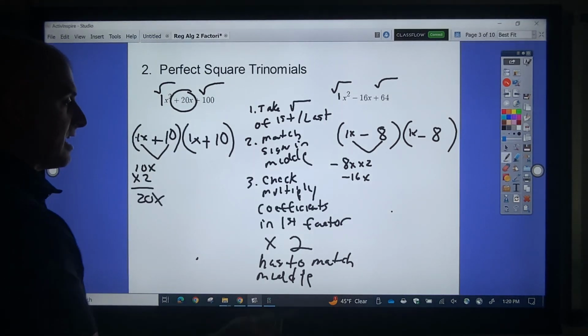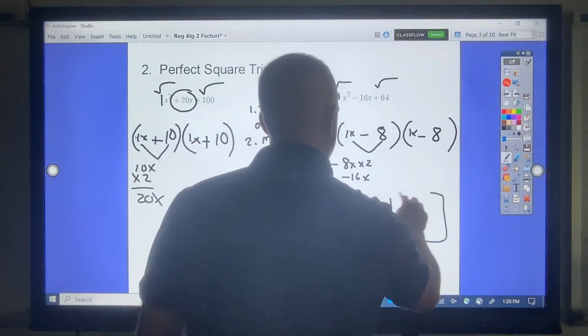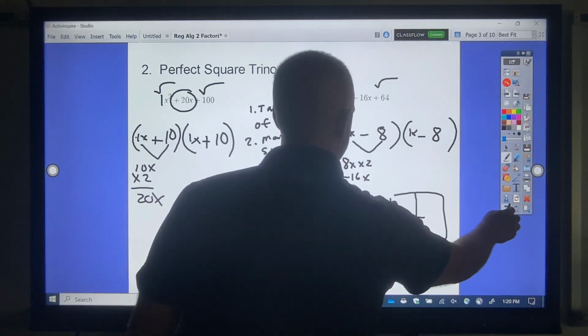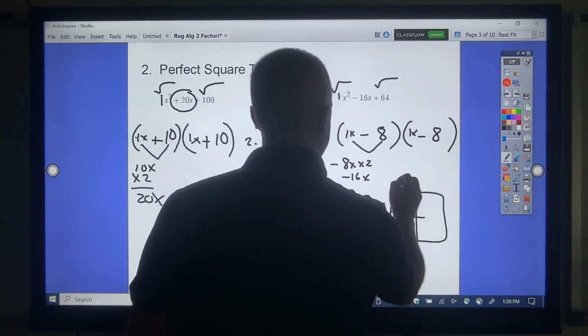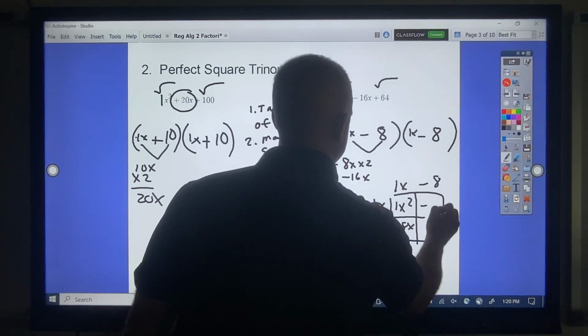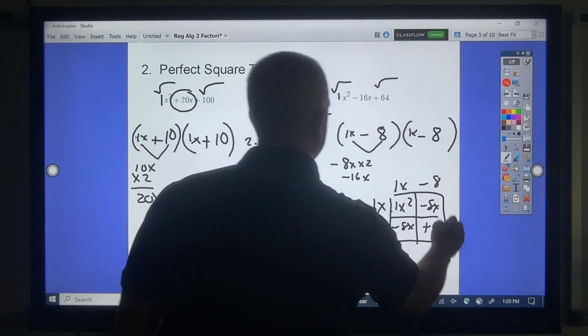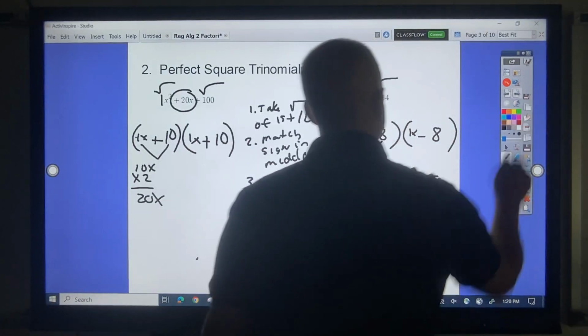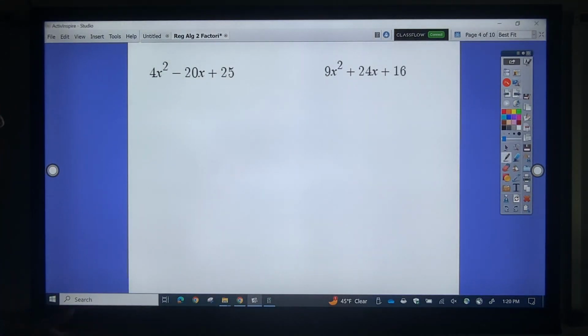And if you did the box thing for this, right? All right, what would happen? That would be 1x squared minus 8x plus 64. Those would combine to that. So that's a shortcut, okay? You know, if you want to do that every time for every one of these, you can.